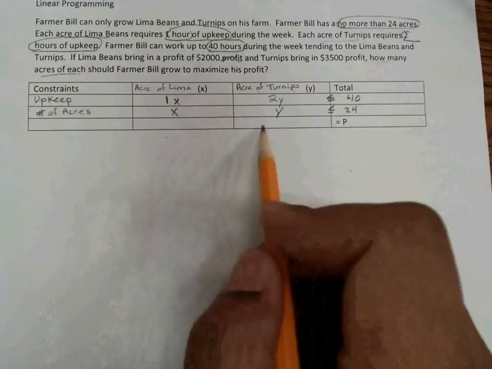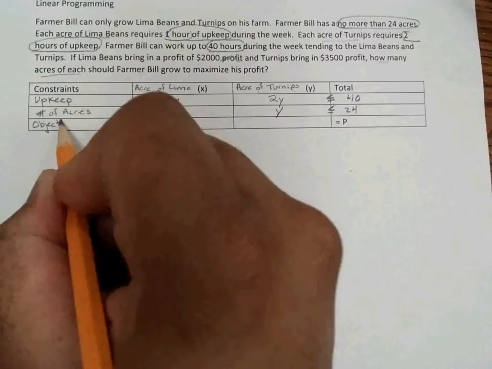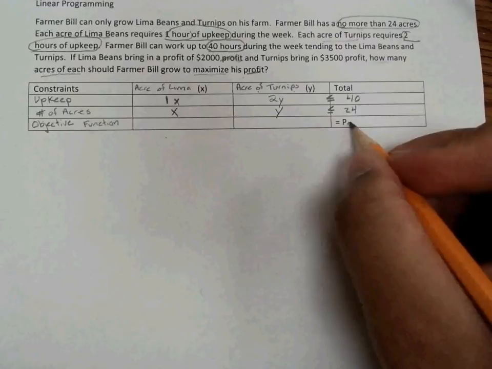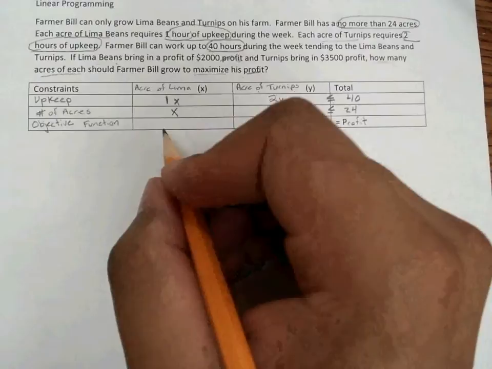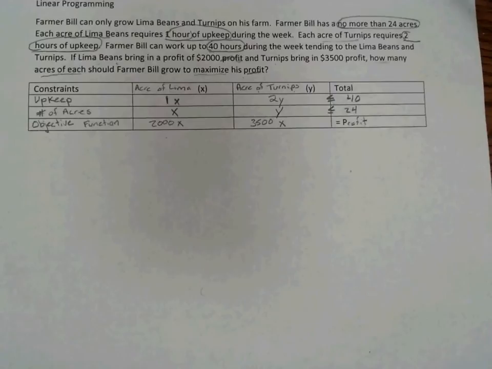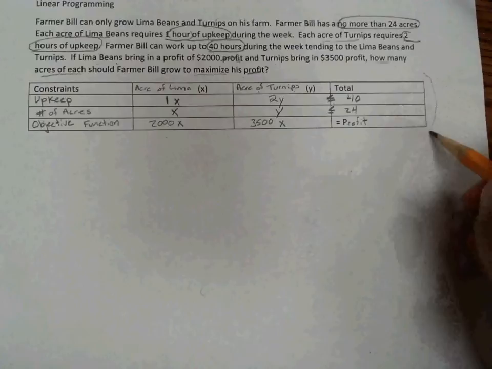The last one is our objective function. This will always be our objective function. We will either be maximizing something or we'll be minimizing. In this case, we are maximizing, and we're trying to maximize profit. That's why there's a P here. And we know the profit for lima beans is 2,000, so I'm going to put 2,000x. And the profit for turnips is 3,500. Bam. So for a linear programming problem, this is probably the most difficult part. If you get this part down, it's pretty much smooth sailing after that.